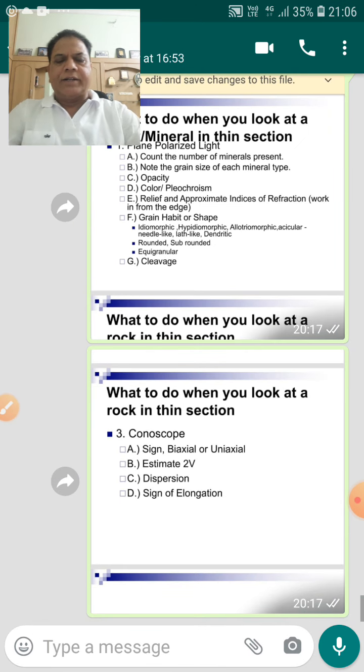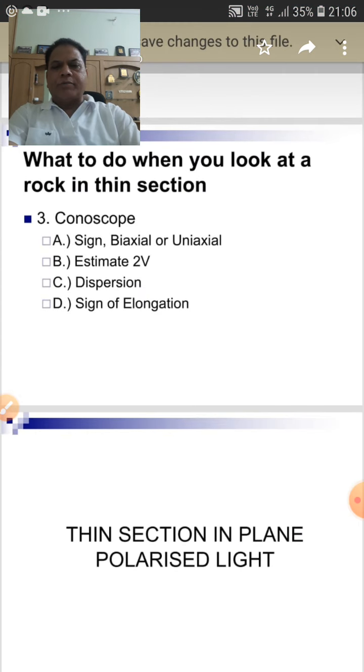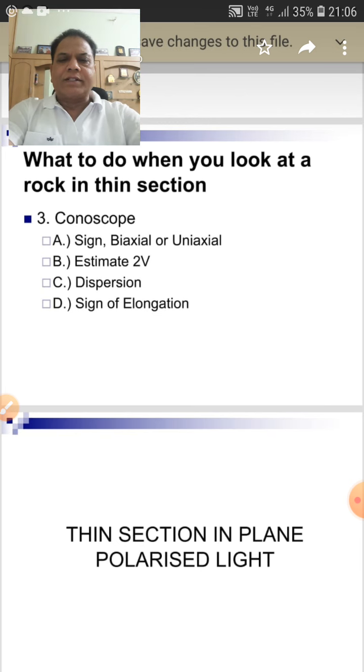Now the third arrangement is the conoscopic arrangement. In that we study the determination of sign, uniaxial positive or negative, or biaxial. Then we estimate 2V, then dispersion and the sign of elongation. So these are the three arrangements in a polarizing or petrological microscope.